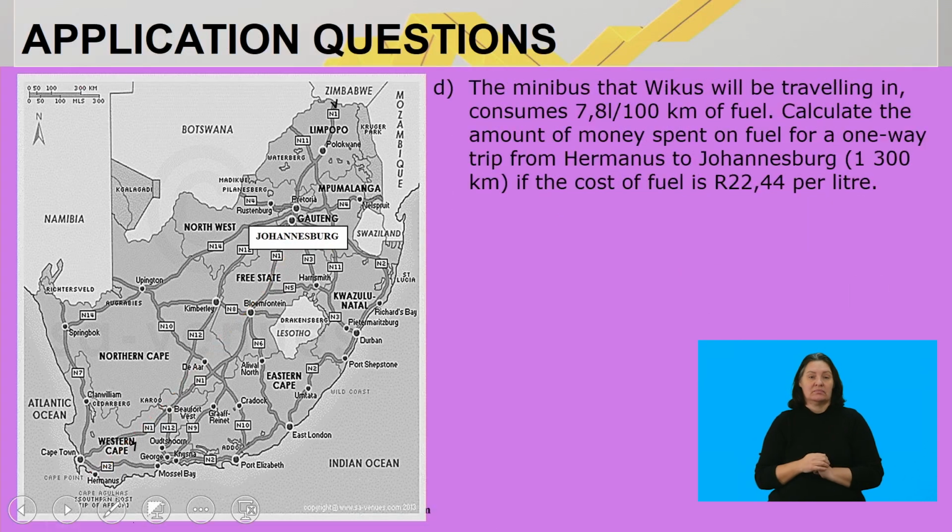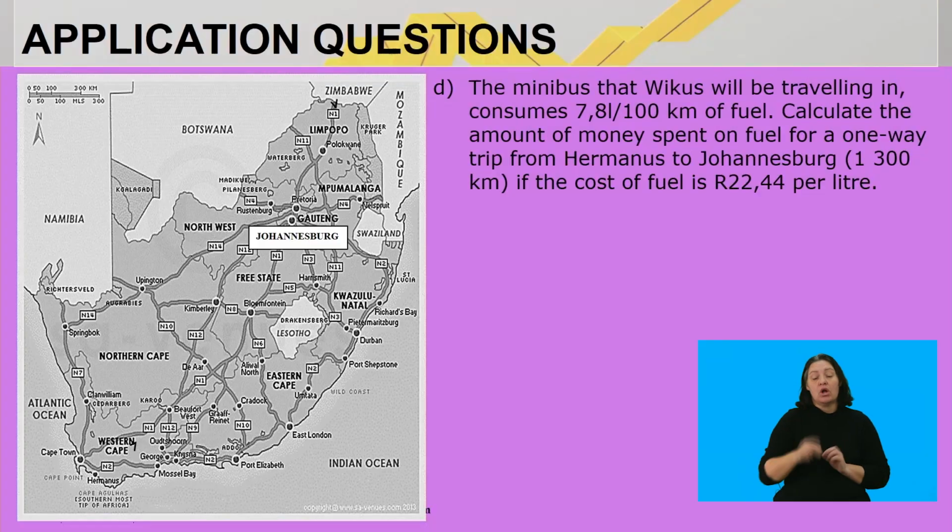Our next question. Number D says, the minibus that Wickes will be traveling in consumes 7.8 liters per 100 kilometers of fuel. Calculate the amount of money spent on fuel for a one-way trip from Hermanus to Johannesburg. Remember, we just calculated the distance between these two places is 1,300 kilometers. If the cost of fuel is 22 rand and 44 cents per liter. Let me run through this again. The minibus that Wickes will be traveling in, there's the fuel consumption, is 7.8 liters per 100 kilometers of fuel.